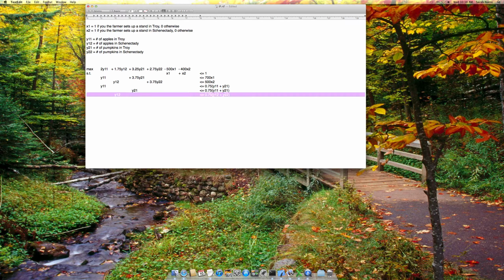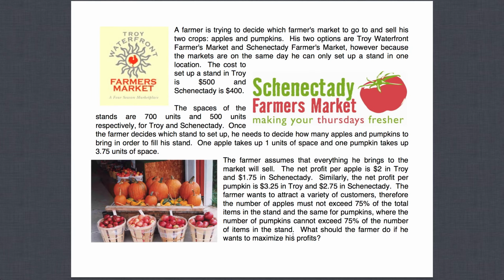Then I'm going to do the same thing here for Schenectady. Looking at the first one, the number of apples in Schenectady has to be less than or equal to 75% of the total number of items in Schenectady, and similarly here for pumpkins. So now I have every constraint satisfied.